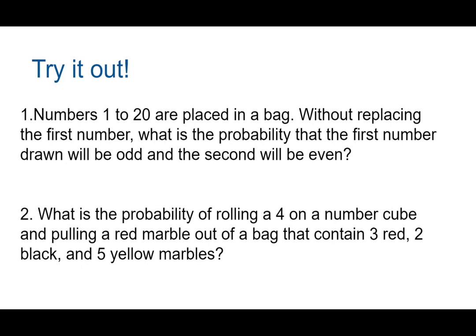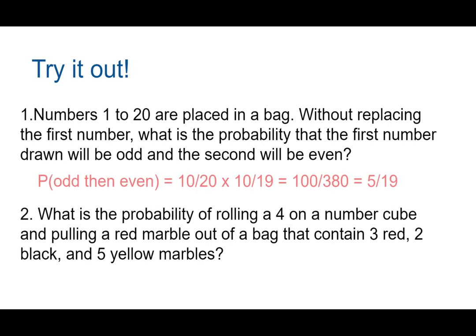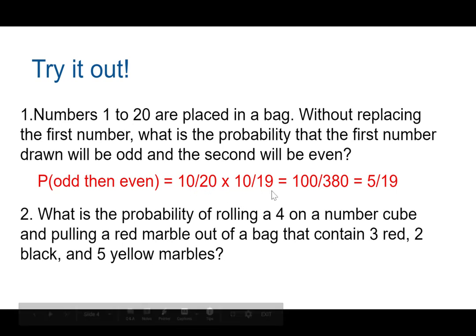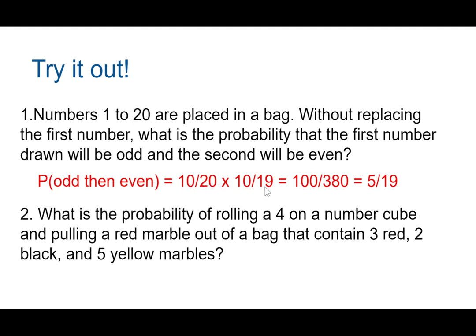So there are 1 to 20, there are 10 odd numbers out of 20. So that's this answer right here. And then I'm not putting it back. So that means I only have 19 now, but there are 10 even numbers. So when I multiply this out, I get 100 over 380. I divided by 10 and I divided by 2, and I get 5/19. So that's your answer for that one. So this one meant that this was impacted by this first probability.